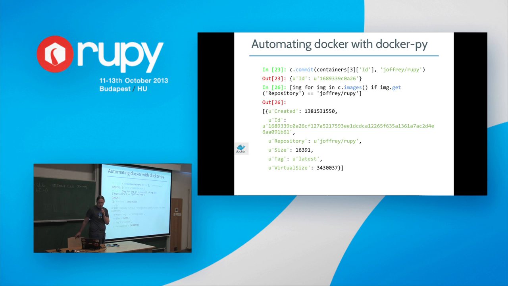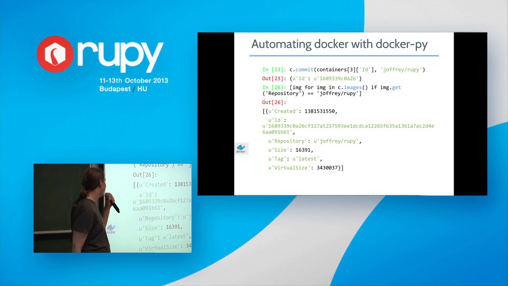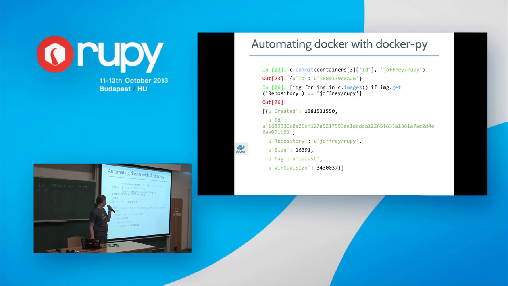Then what we can do is, I think the result of container three has been very interesting, so I'm going to commit it to a repository that I call Joffrey/RuPy. And that gives me an ID, which is actually an image ID. And I can verify that it's actually in my list of images. So that's what I'm doing here. I'm getting the list of images with client.images, and I'm searching for Joffrey/RuPy. And I get the output with some details about the actual image, with the full ID, as you can see, the repository, the size, the tag.